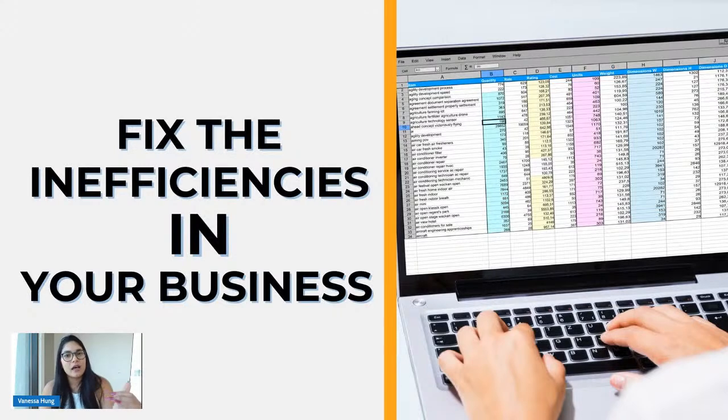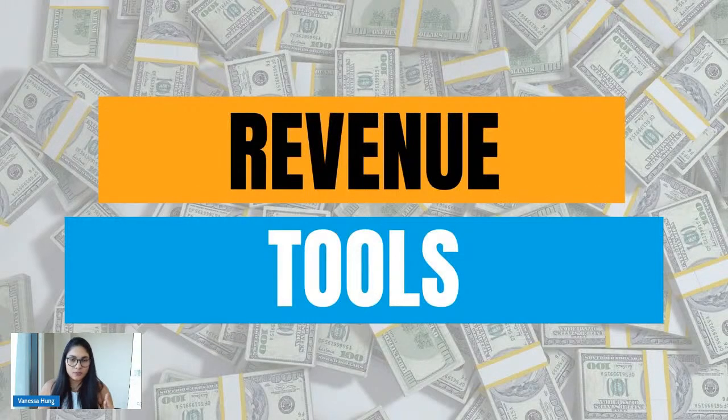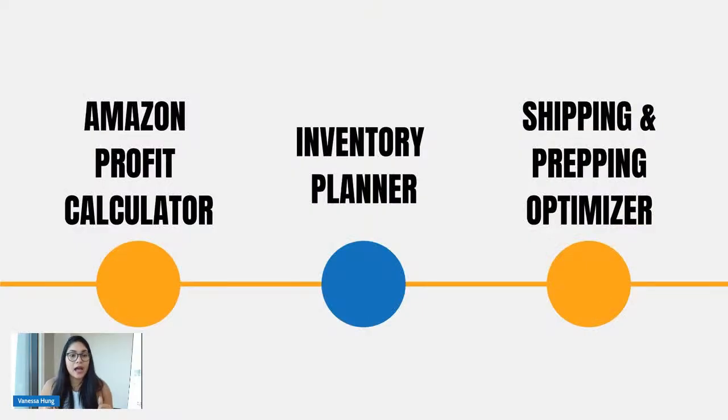And going down to the numbers, how much each single area of your business costs you and how you can optimize for it. So the revenue tools are 3, and we have the Amazon Profit Calculator, Inventory Planner, and Shipping and Prepping Optimizer. So going to the first, Amazon Profit Calculator.